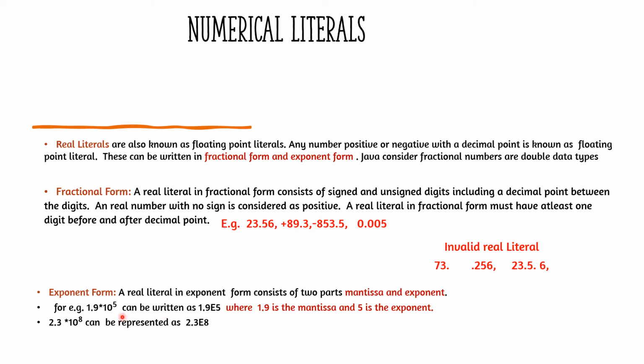So the real literal can be written like this: 1.9 times 10 raised to 5 means 1.9E5. The part before E is the mantissa, whatever numbers are before E, and the number after E is the exponent. So raised to 5 means E5. And here 2.3 times 10 raised to 8 means we write 2.3 as the mantissa part, and in place of 10 E will come, and raised to 8 means E8.